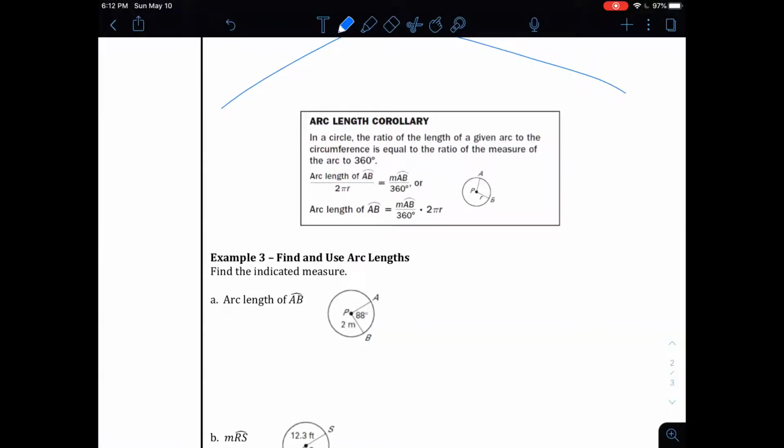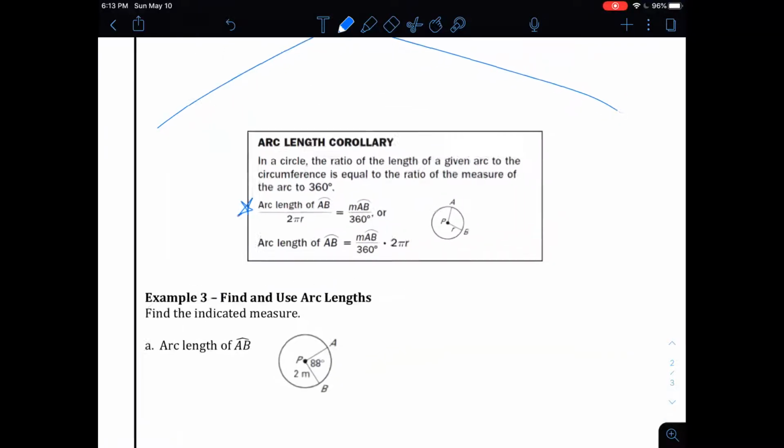So, finding circumference, radius, and diameter is when you have the whole circle you're dealing with. If you're dealing with part of a circle, you're going to use this. We're going to use, actually, this top one right here. Arc length over 2 pi r equals arc measure over 360. Okay? And we're going to do a couple little shortcuts over here.